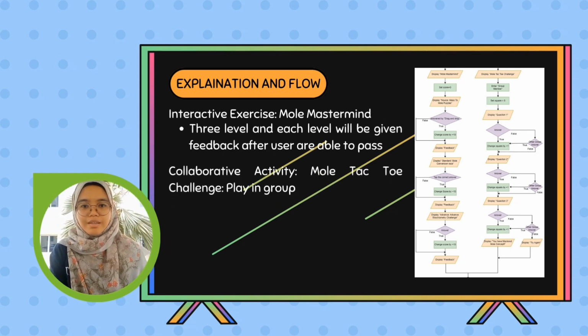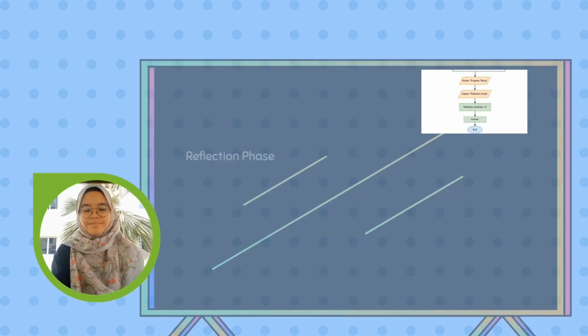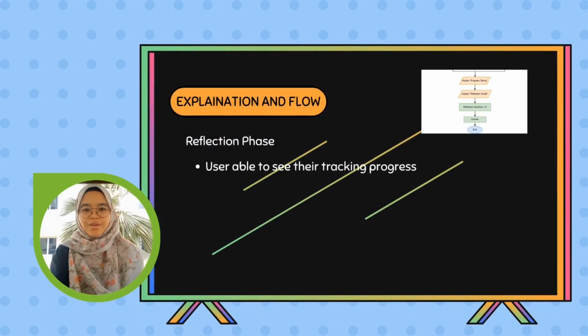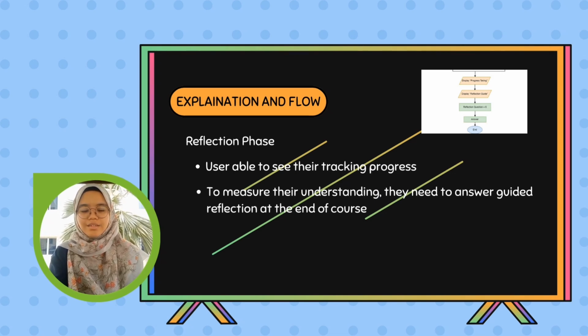For a collaborative activity called Mole Tag 2 Challenge, users will play in a group. They need to obtain 3 squares by correctly answering all the questions. But if one of the members gives a wrong answer, other members will be given the opportunity to answer. The activity ends by displaying the result and score. The last stage is reflection. Users can see their tracking progress, and to measure their understanding, users need to answer the guided reflection.